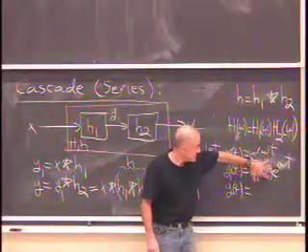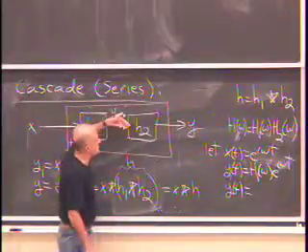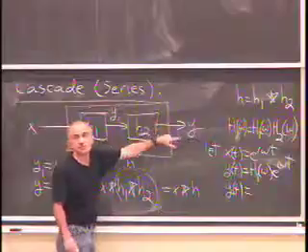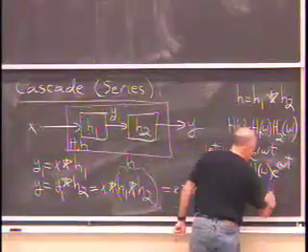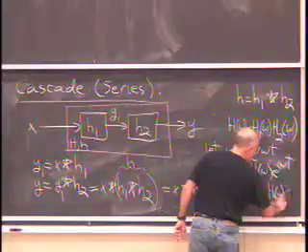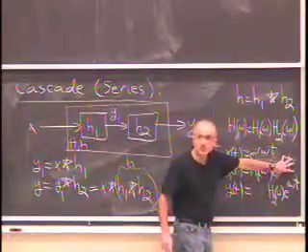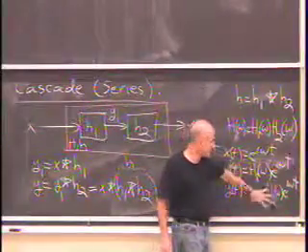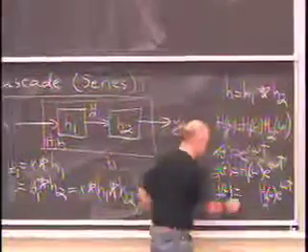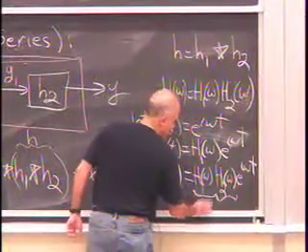So if this H1 had not been there, and I just plugged in an e to the i omega t into H2, what would come out? H2 of omega e to the i omega t. But I'm not sending e to the i omega t. I'm sending a scaled version of e to the i omega t. So what comes out? Scaled version. And so this must be H of omega.